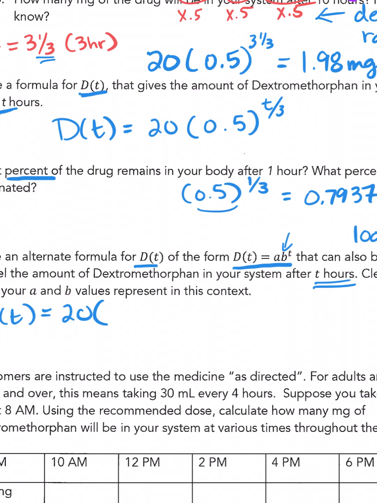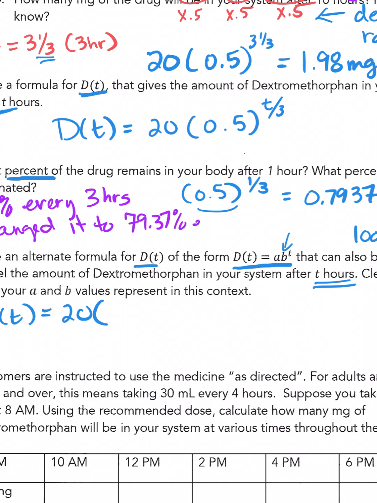In other words, we've taken 50% for every 3 hours, and now we've just turned it effectively. Do you realize that's what we've done? We've taken 50% every 3 hours and changed it to 79.37% every 1 hour, which means now we can do it by hour.